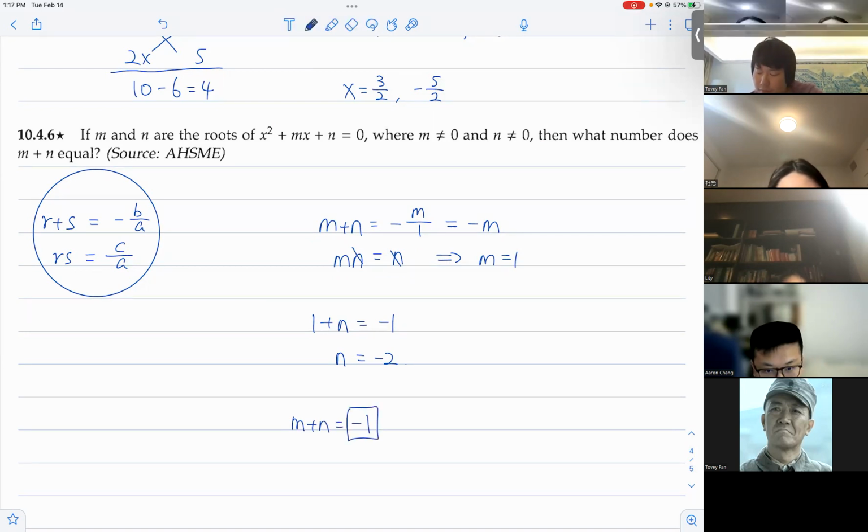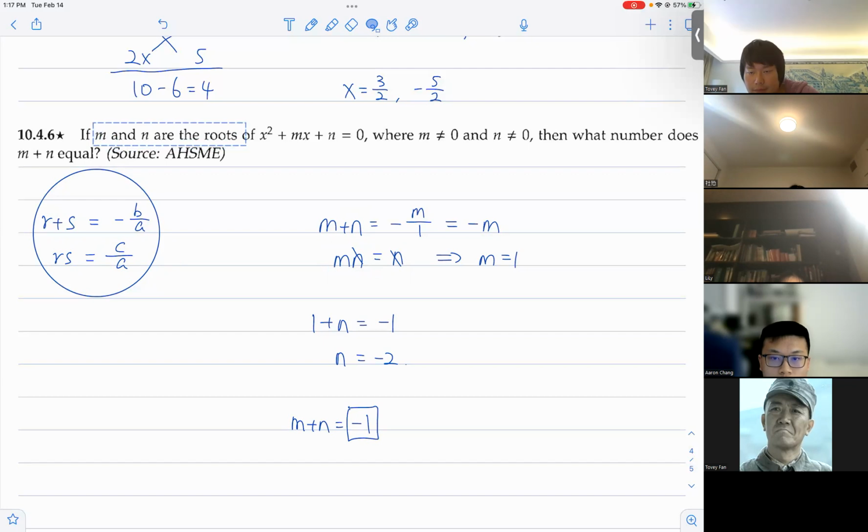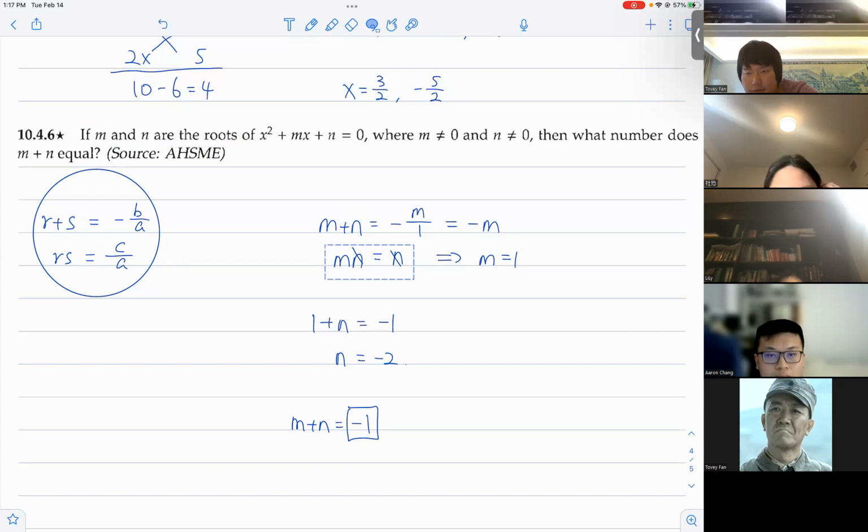Wait, why is m equal to 1? Oh, because using the second part of Vieta's theorem, you remember that m times n is the product of roots, right? And you said that equals n divided by 1, which is n, right? So m times n equals n, and then we just cancel out the n. We divide both sides by n. So n cancels out, m equals 1.